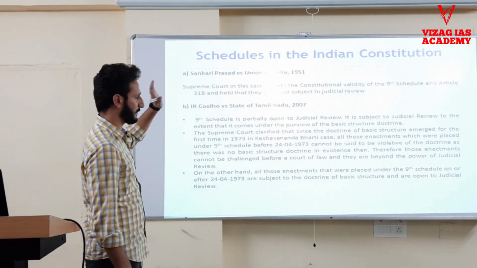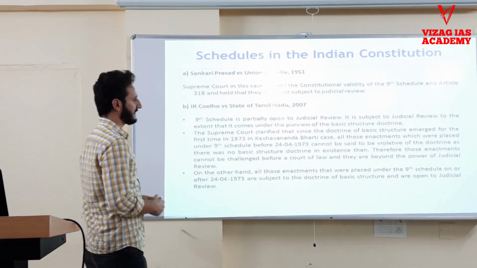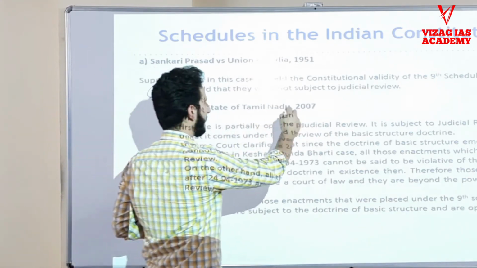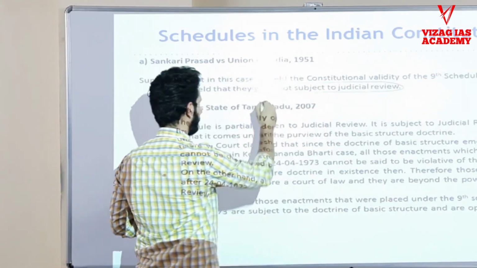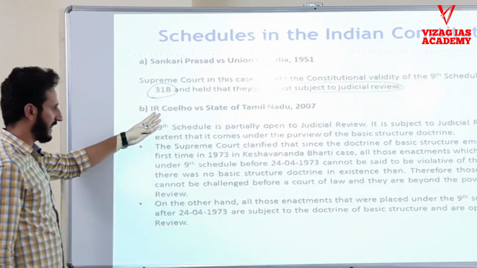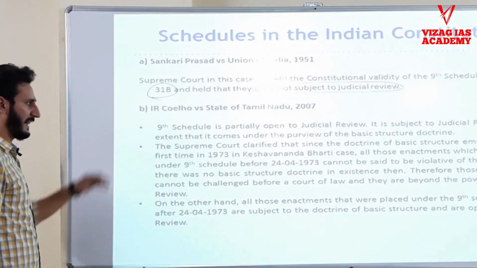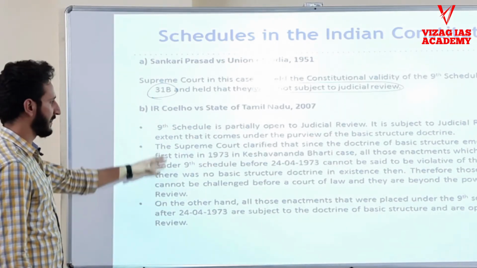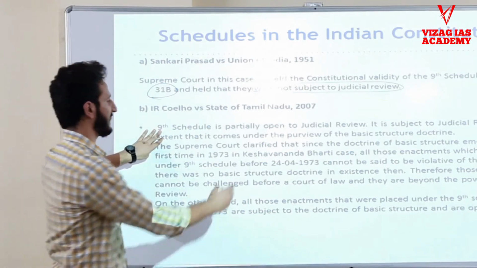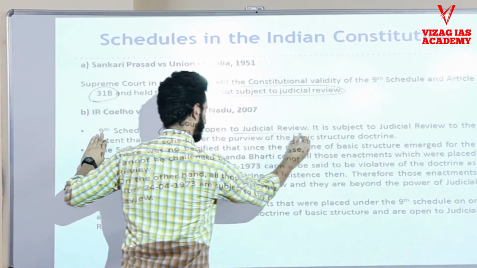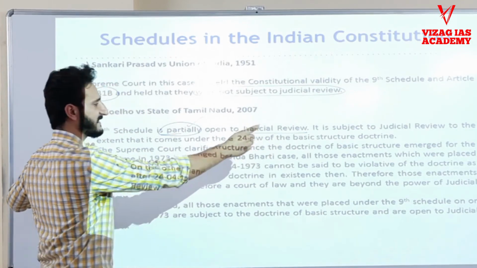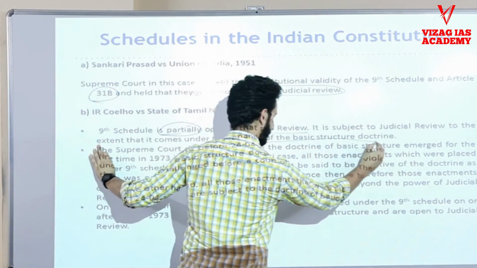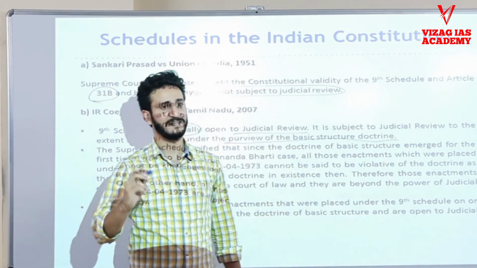First, in Shankari Prasad versus Union of India, the constitutional validity of the 9th schedule was upheld, also 31B, and that they were not subject to judicial review. This was the Shankari Prasad case. Comes IR Coelho versus State of Tamil Nadu in 2007. I'll explain to you what this case is, but let's go through what it means, and I'll discuss the case also. The 9th schedule, it says, is partially open to judicial review. Partially. How partially? It is subject to judicial review to the extent that it comes under the purview of the basic structure doctrine. Are all the fundamental rights covered under basic structure?